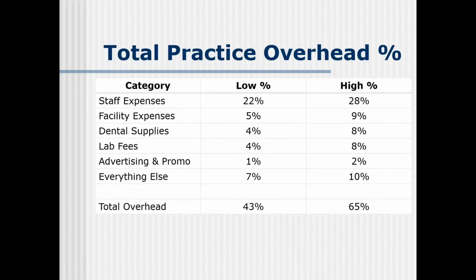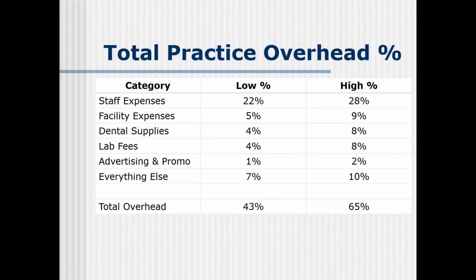And let's just look at a quick recap. I know I went through this pretty quick, but basically, here's the range I put for each of these expenses. Staff expenses, remember, ran between 22 and 28% of collections. Facility expenses ran between 5 and 9%. Dental supplies ran between 4 and 8% of collections. Lab ran between 4 and 8%. Advertising and promotion generally runs between 1 and 2%. And everything else runs between 7 and 10%.